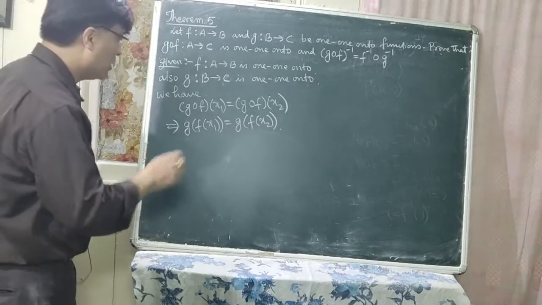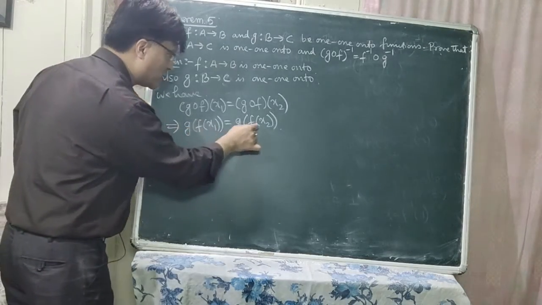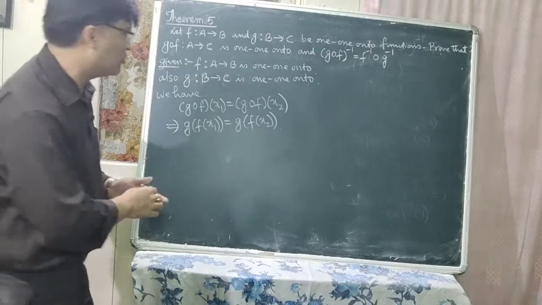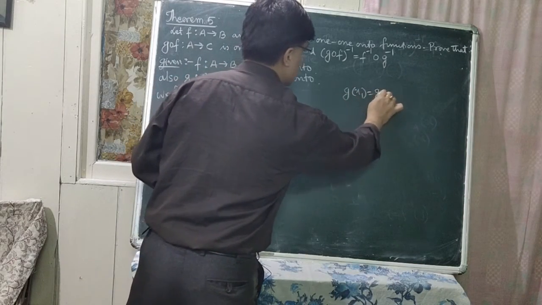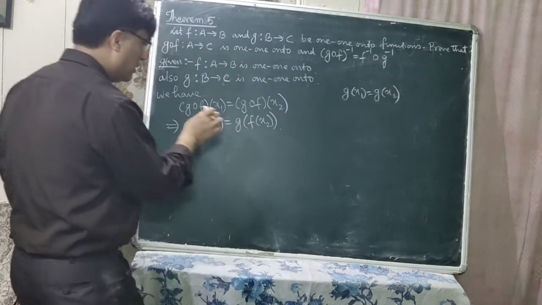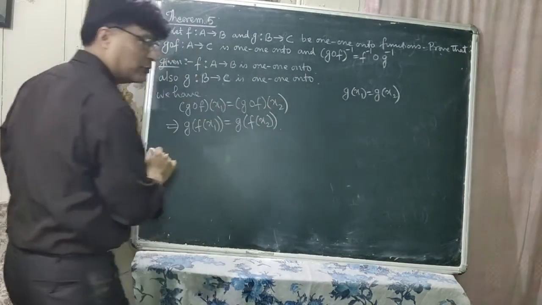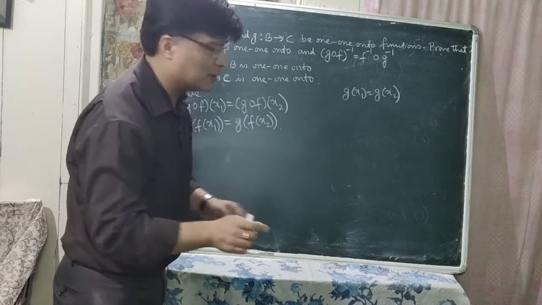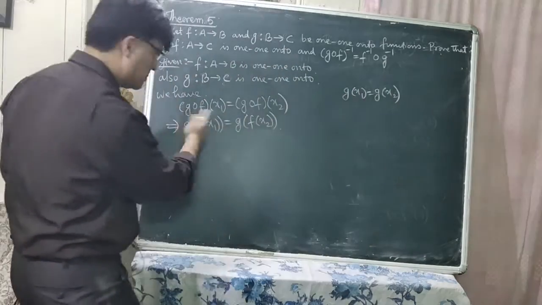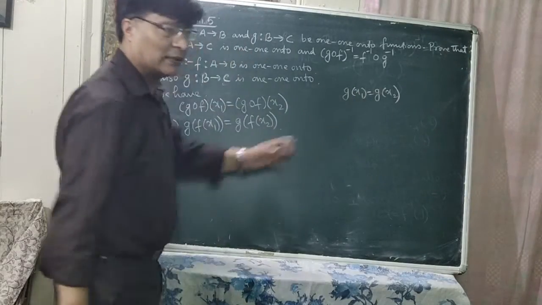Is that clear? Now we can take this f of x1 and f of x2 as x1 and x2. Just like here, g of x1 is equal to g of x2, we suppose f of x1 as x1 and f of x2 as x2. Just try to understand it only. Don't write it. This is the rough part. You have to write this part only, not this part. Okay? This is just the rough work.